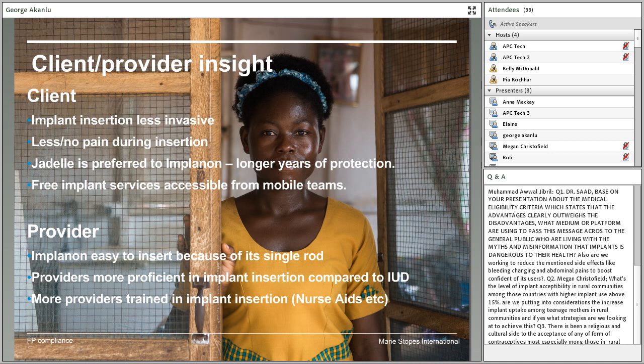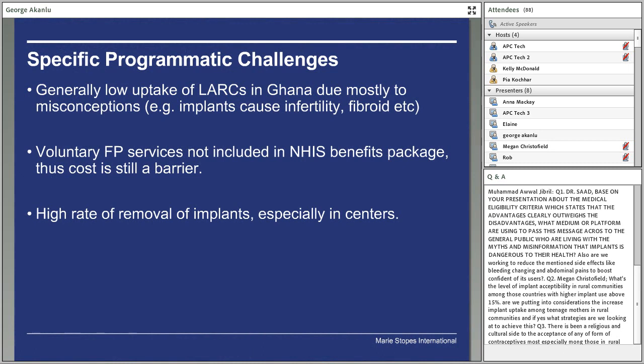And most of our clients are happy to go to our mobile sites to access implant services because it's free compared to going to any of the public facilities or static sites. For our providers, they prefer Implanon because it's easy to insert as a result of it having a single rod. Providers also indicate that they are more proficient in implant insertion compared to IUD. And then more providers are trained in implant insertion compared to IUD, for instance, because as I indicated earlier, we now have nurse aides and community health nurses who can be trained to provide implants.